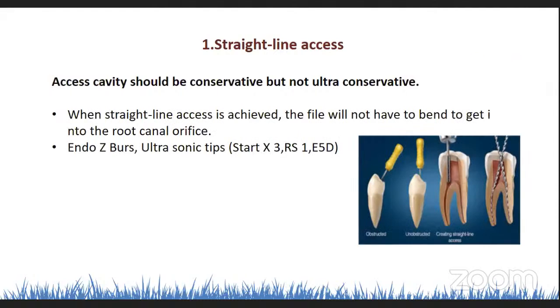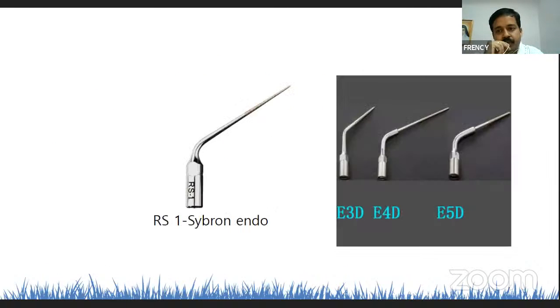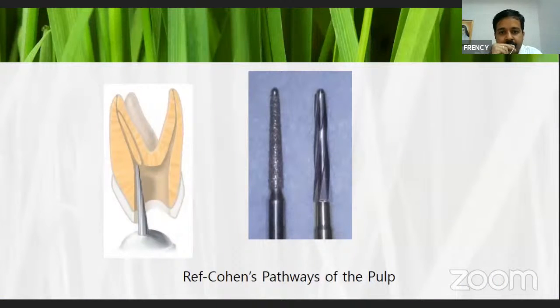If you do not have a Start X tip, you can use other tips like RS1 and E5D. The RS1 tip is from Cybron Endo. Then E5D, similar tips are 3D. E5D is more useful. It is from Woodpecker. It is not very costly. These are safe-tip. Both diamond and carbide burrs are available.